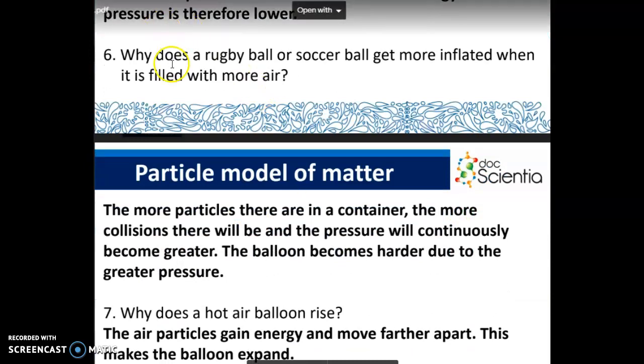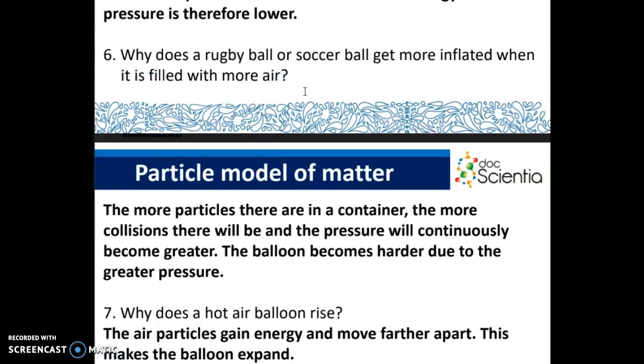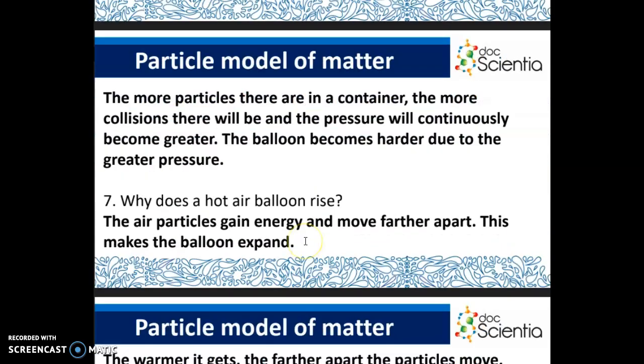Number 6. Why does a rugby ball or soccer ball get more inflated when it is filled with more air? The more particles there are in a container, like the rugby ball, the more collisions there will be and the pressure will continuously become greater. The ball therefore becomes harder due to the greater pressure.